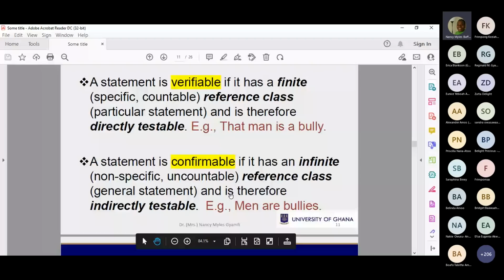That's why it comes with a weakness, which Reginald alluded to. He mentioned it. Men are bullies, because of the reference class that is infinite. We have just learned that it will not be a particular statement, but it will be what? A general statement. And so we cannot test it directly, but we do test it anyway, indirectly, through the subset. So we pick some members of the set, and then we find out what is true of them and extend that to the whole set. But some are not yet born.